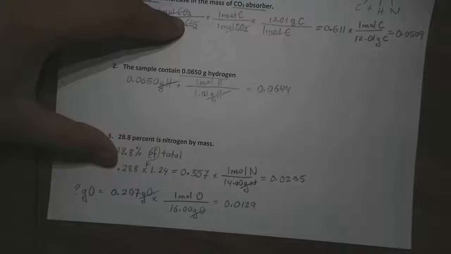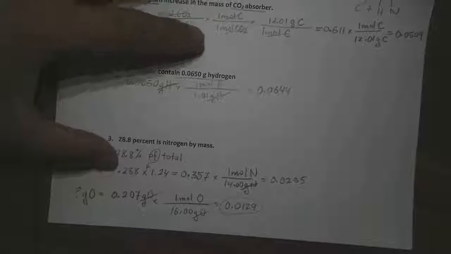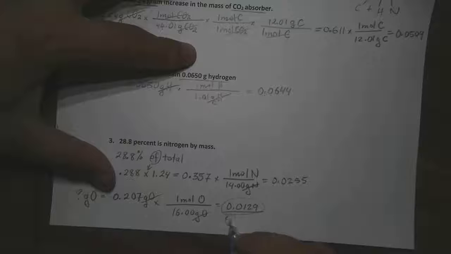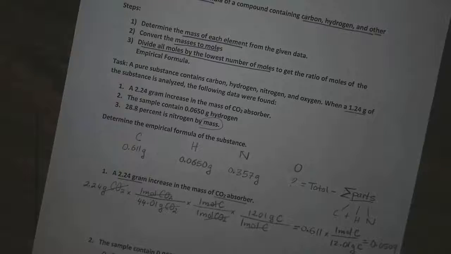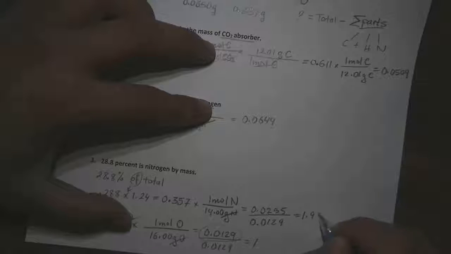And that gives us 0.0129 moles. And if we look at all the values, this is our smallest number of moles, so we divide by this number of moles. And of course that gives us 1. That's going back to step 3, just like solving for the empirical formula. Now let's go back to nitrogen, we divide by that same number and it gives us 1.97, and we can round that to 2 easily.